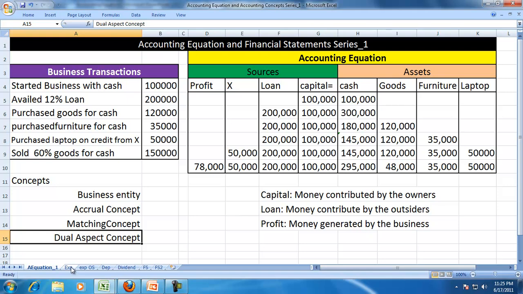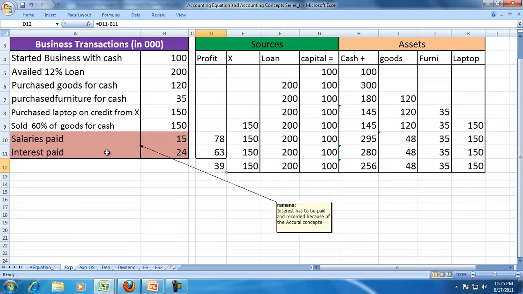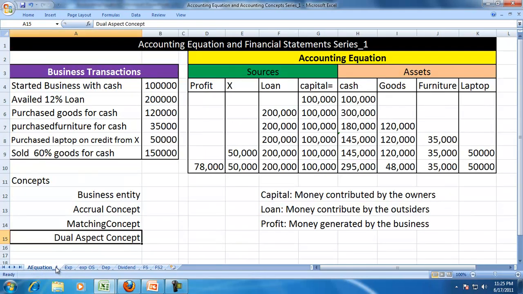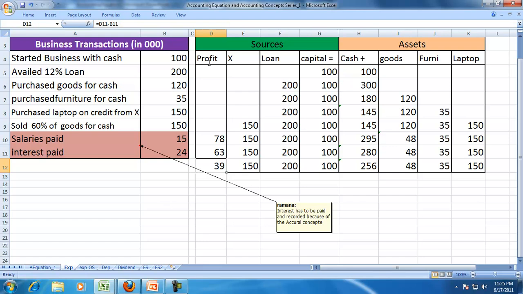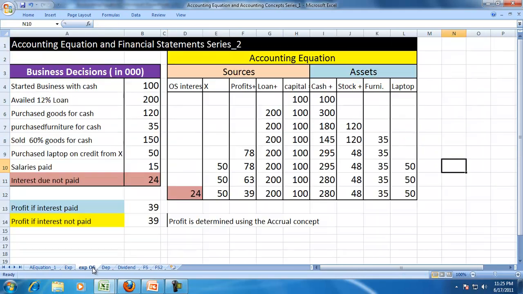Then we slowly went into some specific expenses. In the previous case there were no expenses. Here, how are the expenses shown? We can see that because of the expenses the profits are reducing and cash is also changing. Here we saw that expenses are paid. Then we saw how outstanding expenses, due but not paid, are recorded.